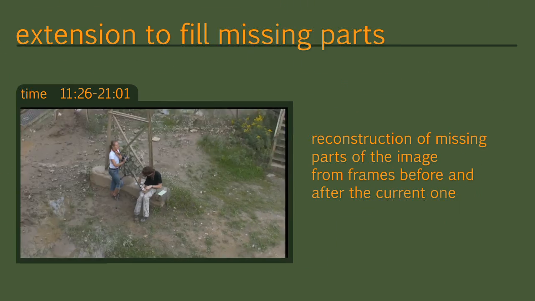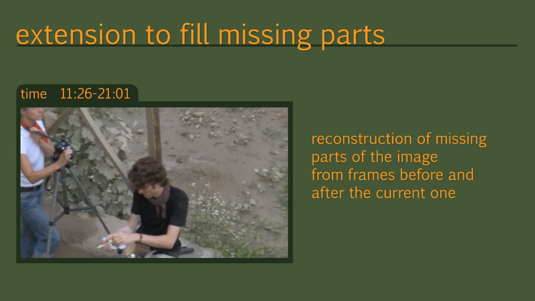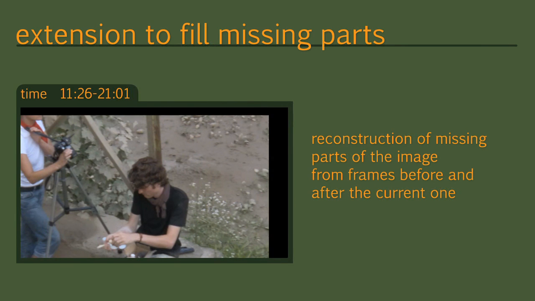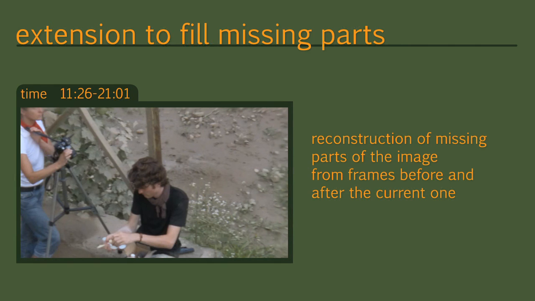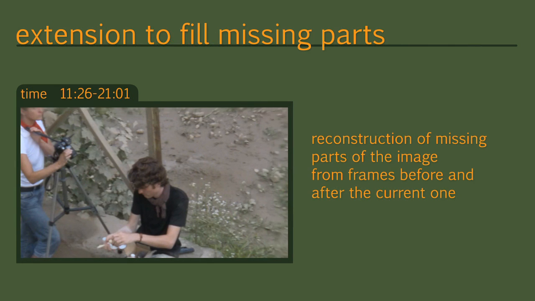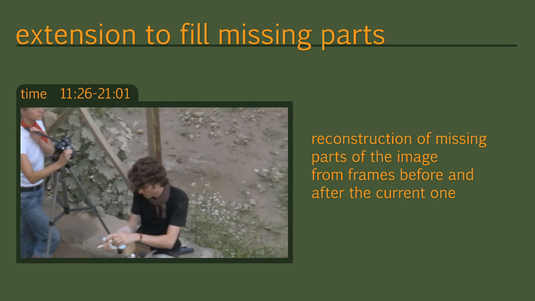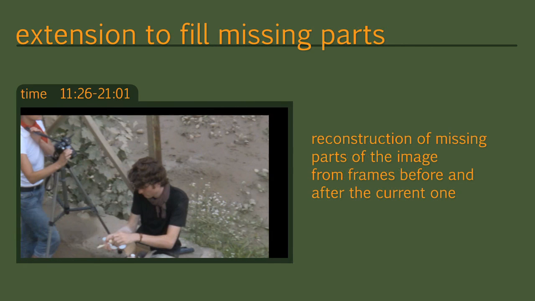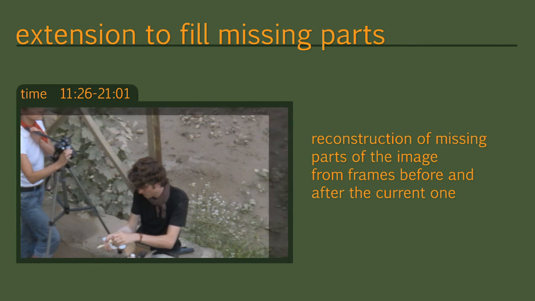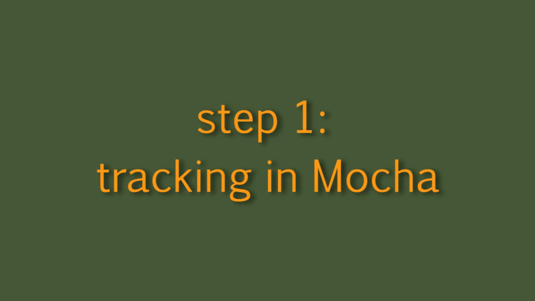In the third step, you will definitely see the most interesting part of the tutorial. We learn how to get rid of the black borders that occurred during the stabilization in step 2. And as said before, we do this without needing to zoom in. Instead, we use in each frame information from the frames before and from the frames after the current time to fill in the missing parts. This maybe sounds a little bit complicated, but you will see that it is actually very easy with my technique. Okay, so now let's start with the first part and tracking in Mocha.